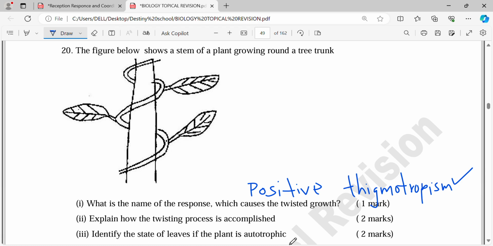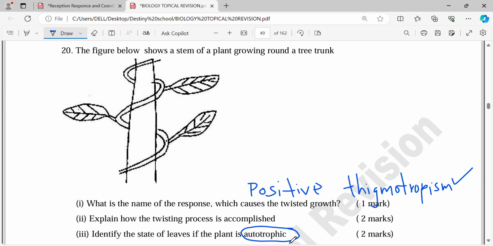The last part of that question: identify the state of leaves if the plant is autotrophic. So autotrophic, what is autotrophism? Autotrophism is the process whereby some plants are able to manufacture their own food. And for you to be able to manufacture your own food, you need to have chlorophyll. You need to be green in color. The plant needs to be green in color because chlorophyll is the green coloring matter.